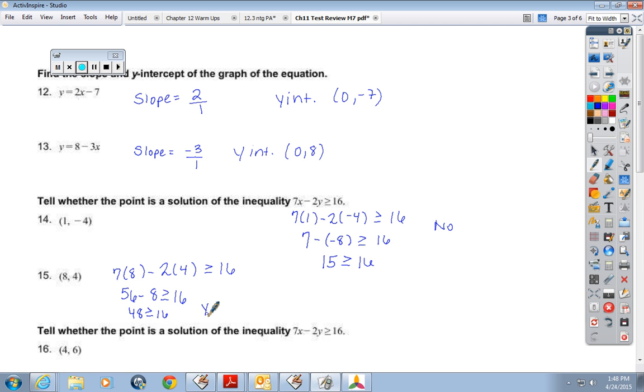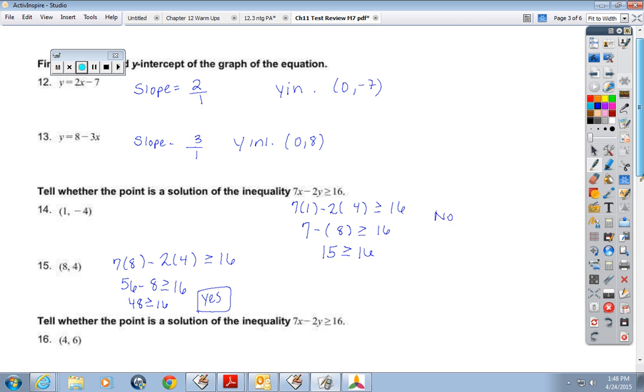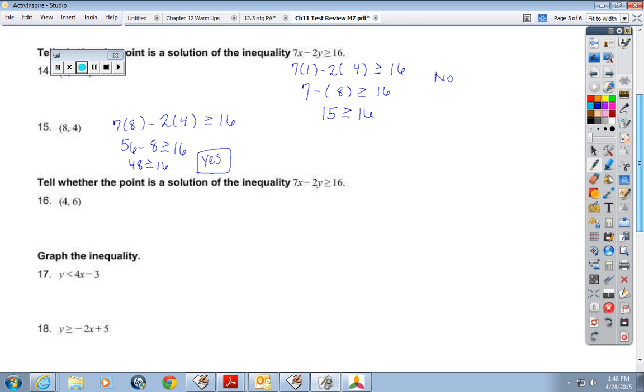Is number 16 the same? Oh, it's the same equation, but they just didn't put it. Okay, so we'll do it one more time. Replace x with 4, and replace y with 6. 7 times 4 is 28, minus 2 times 6, which is, oops, I've added. 2 times 6 is 12. Is that greater than or equal to 16? So 28 minus 12 is what? Is 16 greater than or equal to 16? Yes.